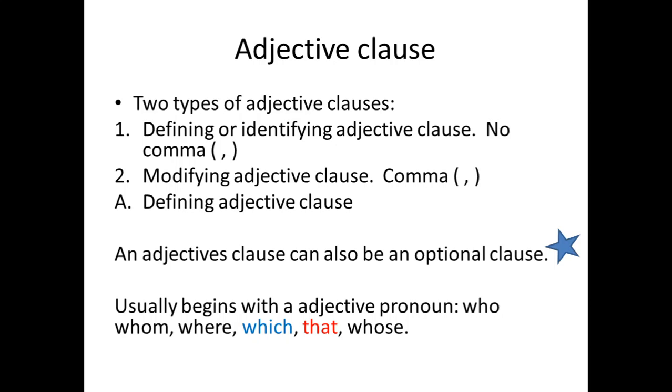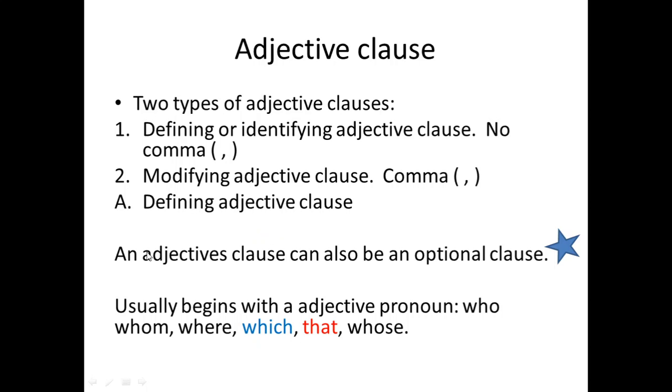So the difference between these two types of adjective clauses is, while we are dealing with defining adjective clause, we use no comma. No comma is used in the sentence. But while we are dealing with modifying adjective clause, we are dealing with a comma. A comma is in the sentence, and that's a really easy way to distinguish between these two types. So whenever in a sentence you see a comma, be sure that you are dealing with an adjective clause, and to be more specific, that you are dealing with a modifying adjective clause.